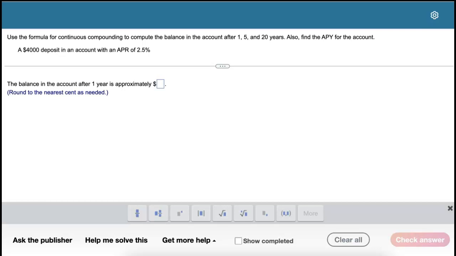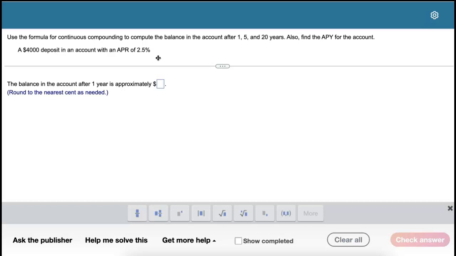In this example, we're going to use the continuous compounding formula to calculate the balance in an account after 1, 5, and 20 years. So take a moment to pause the video and write down this information about the principal that we're given, that's $4,000, and the APR that we're also given, which is 2.5%.